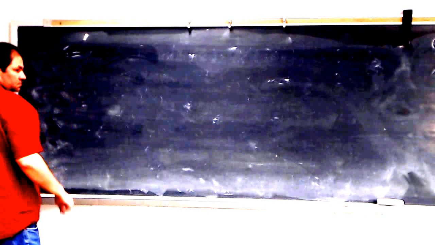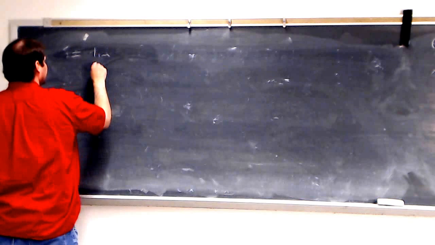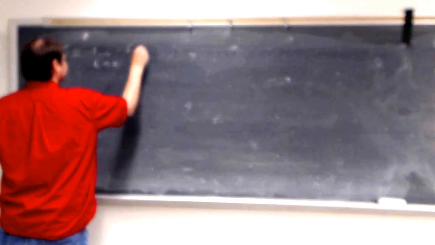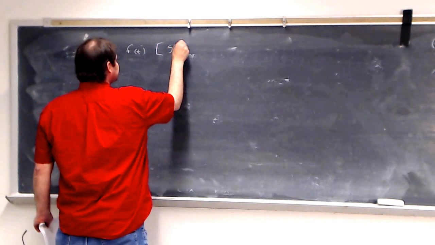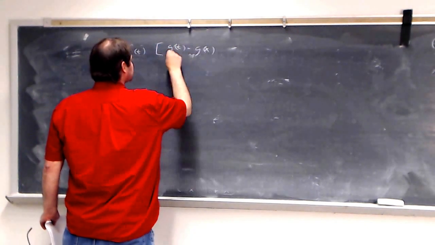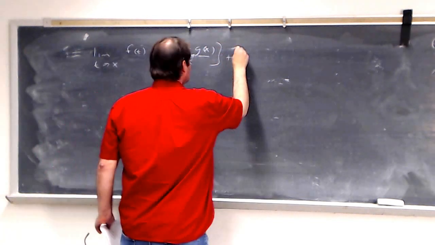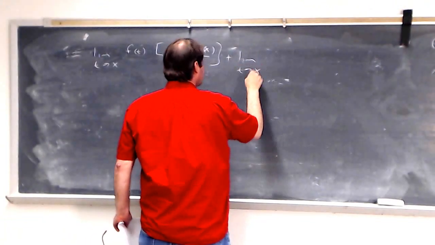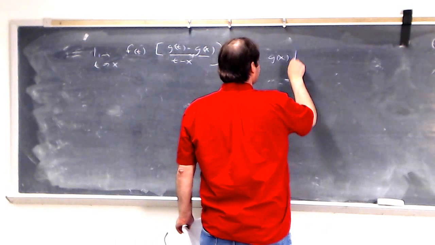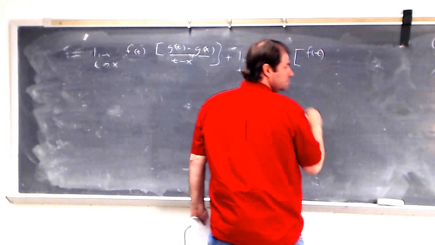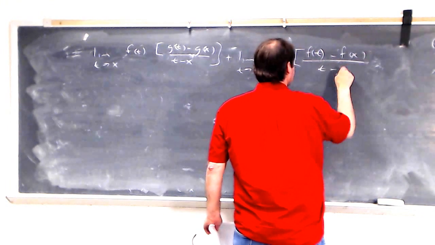Equal to, okay, so we can pull out an f of t. So it's the limit as t goes to x. If I pull out an f of t, what I'm left with is g of t minus g of x all over t minus x, plus the limit as t goes to x. Here in the next quantity, I pull out g of x, and I've got f of t minus f of x all over t minus x.